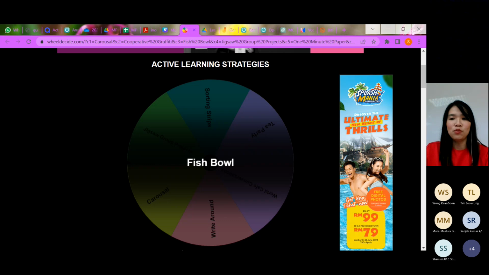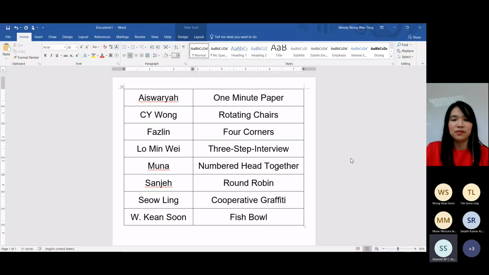Okay, anyone else? Okay, so we have already assigned you with one of these active strategies, right? Hope you're all right. So the names are here. The strategies are also here for your reference. 9 people with 9 strategies. So the next slide to show, you want to put the QR code in the document itself? Okay.